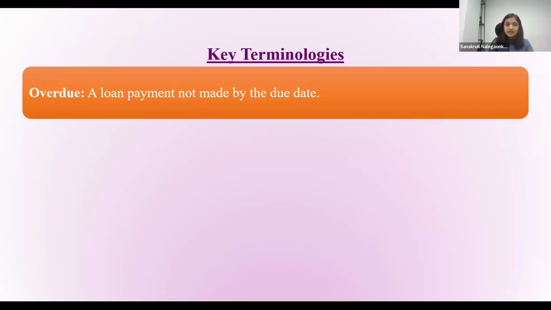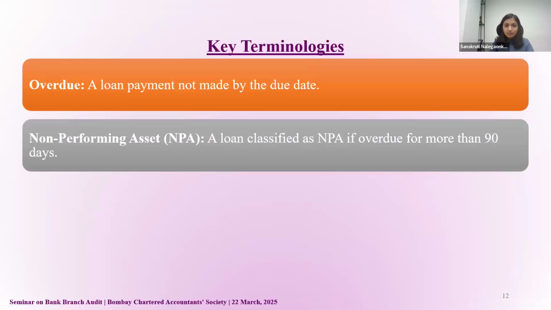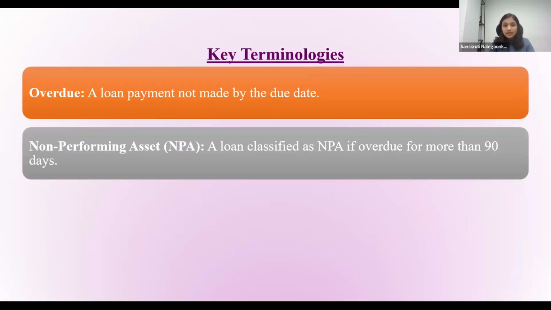The next is NPA, non-performing asset. A loan account becomes an NPA if the overdue amount remains unpaid for more than 90 days. For instance, if your EMI due on March 31st is still unpaid on June 30th, it will be categorized as an NPA. Once classified as NPA, the bank needs to make provisions for potential losses. For different types of loans, we need to follow different NPA classification norms, which Atharva will cover in the upcoming slides.